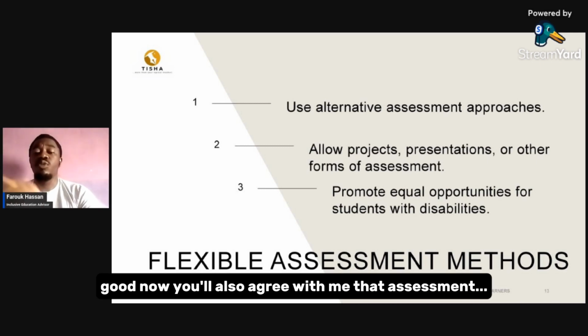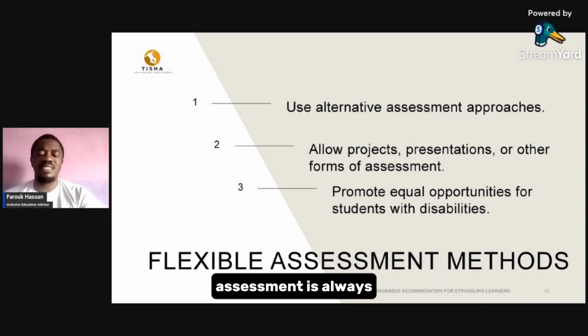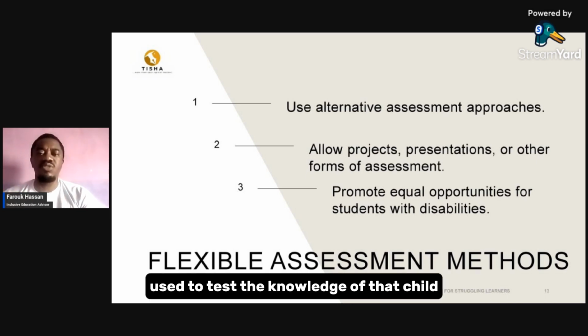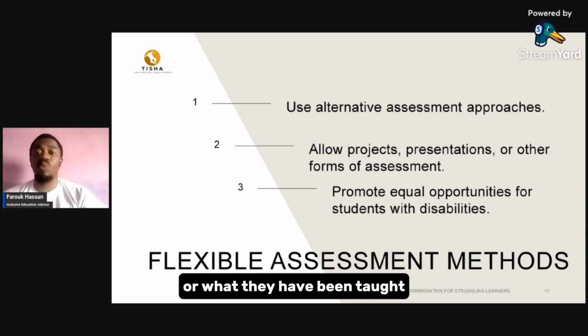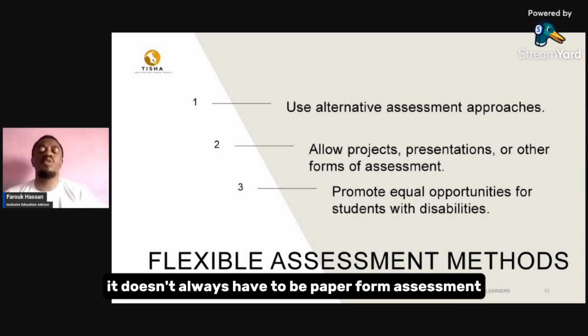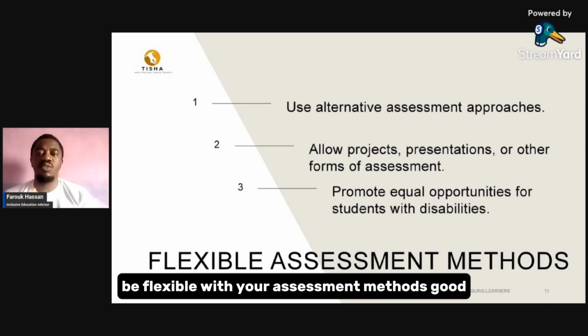Good. Now, you also agree with me that assessment is always used to test the knowledge of that child. Whatever means they show you that they understand what they've been taught is still a perfect way to grade them. It doesn't always have to be paper form assessment. Be flexible with your assessment methods. Good.